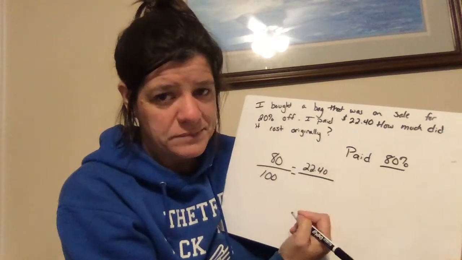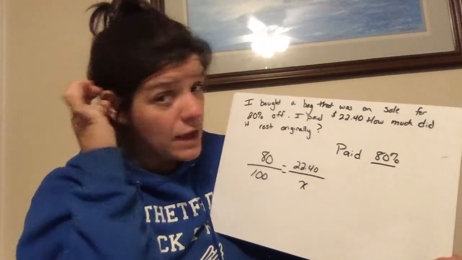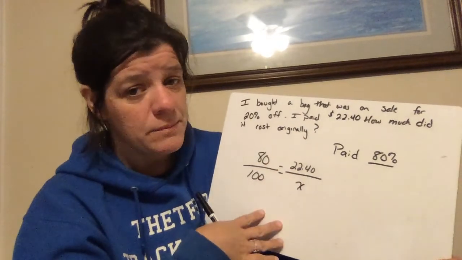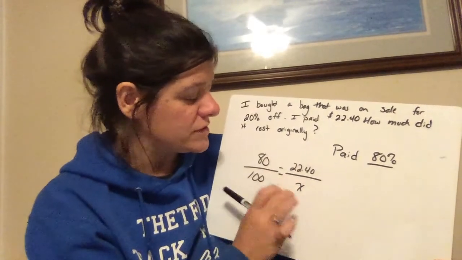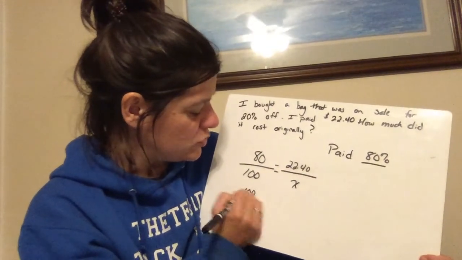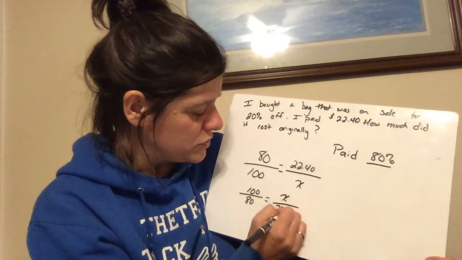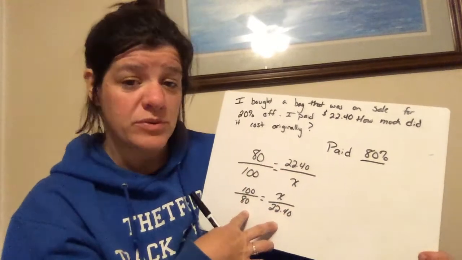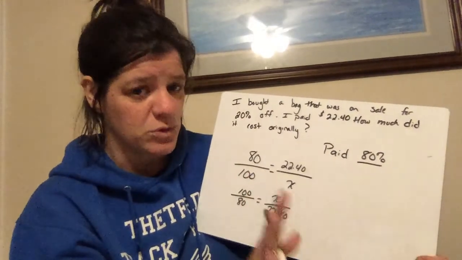So I'm going to label that with a variable. So I'll just pick X. And then I can solve this from here. And there's multiple ways that you can do this. I think in this situation, since the X is in the denominator, I'm going to take the reciprocal of both sides. So I'm going to do 100 over 80 equals X over 22.40, right? And so both of these were in the numerator and now they're both in the denominator, so that's fine. Both of these were in the denominator, now they're both in the numerator. I did the same thing to both sides, so we're okay.